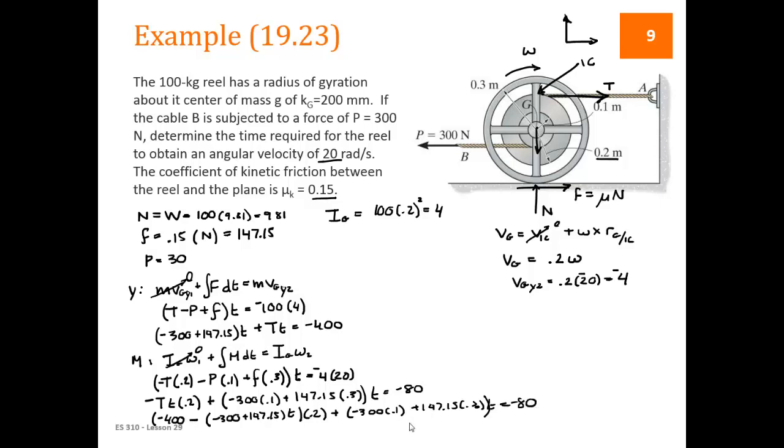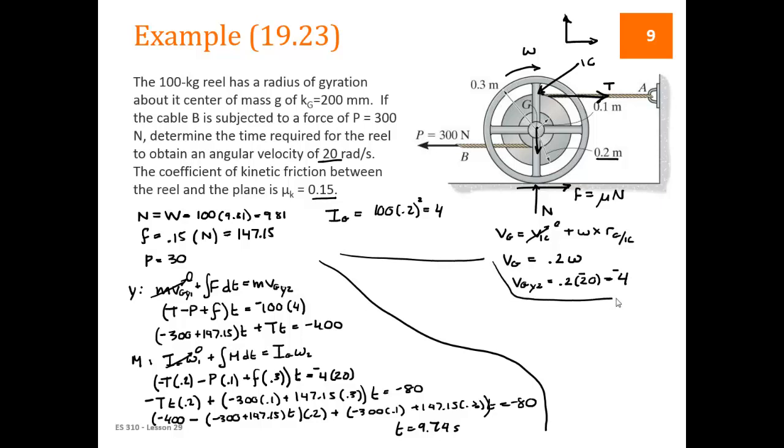The only unknown in this expression is t. There's some math involved, but you can multiply it out. And we can solve for t equal to 9.774. All right. Now, I promised you an easier way. So let me mark off some space here to show you the easier way.